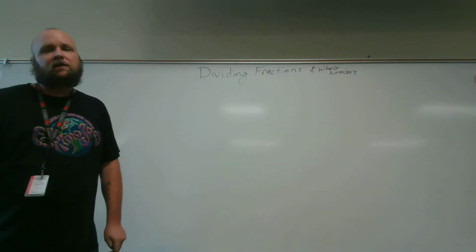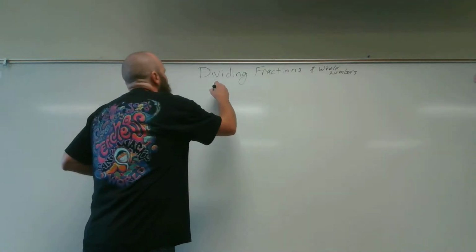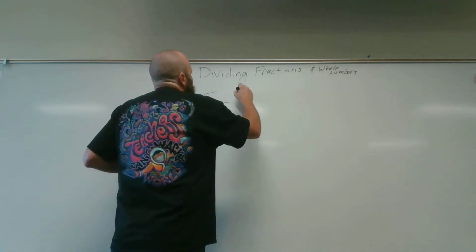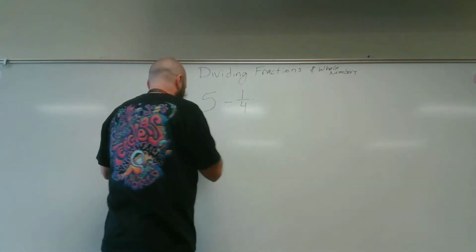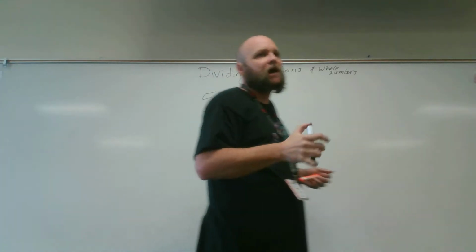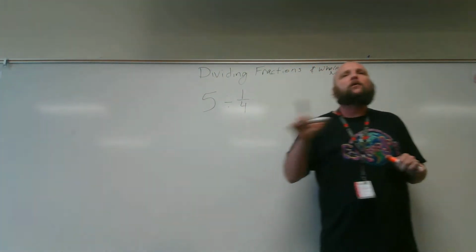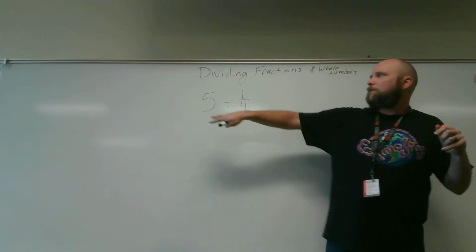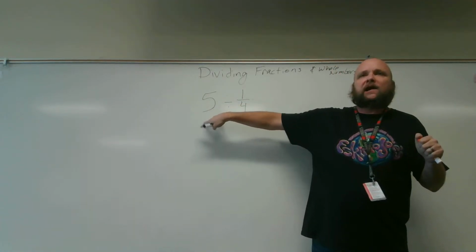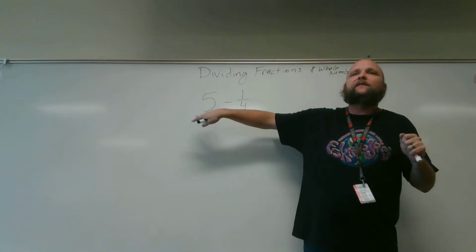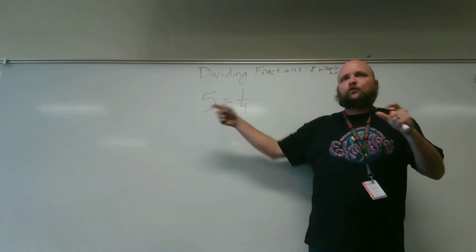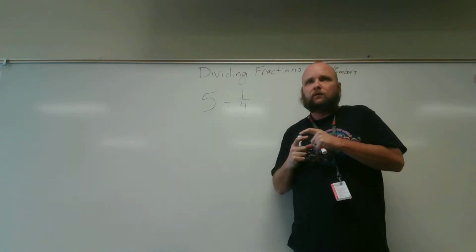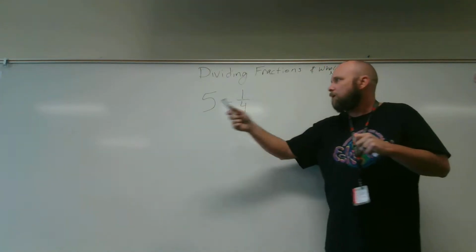And we're doing this, and we're using models. So we have 5 divided by 1/4. That's going to be our problem. And what I want you to think of as you're doing this, think of the first number as what's being divided. So we're dividing 5 into groups of 1/4. So think of it this way.